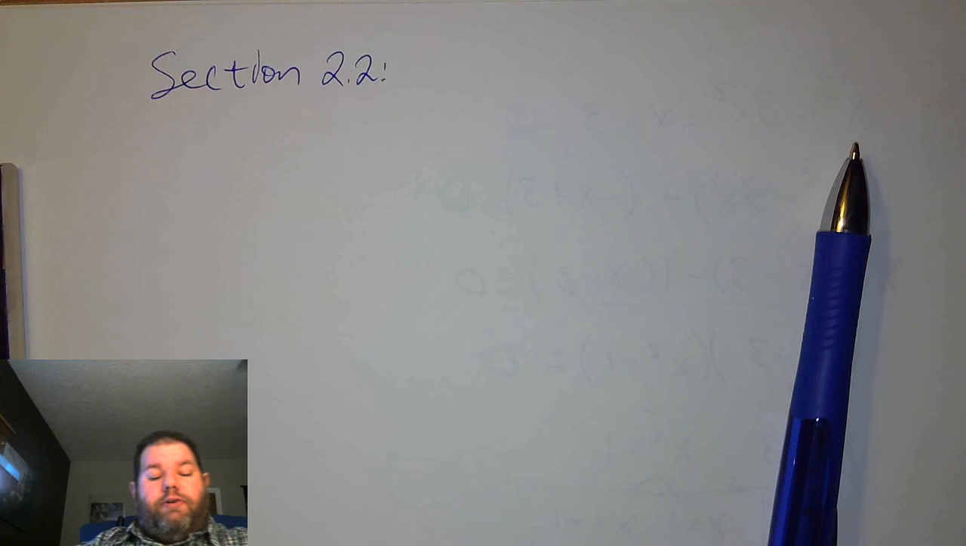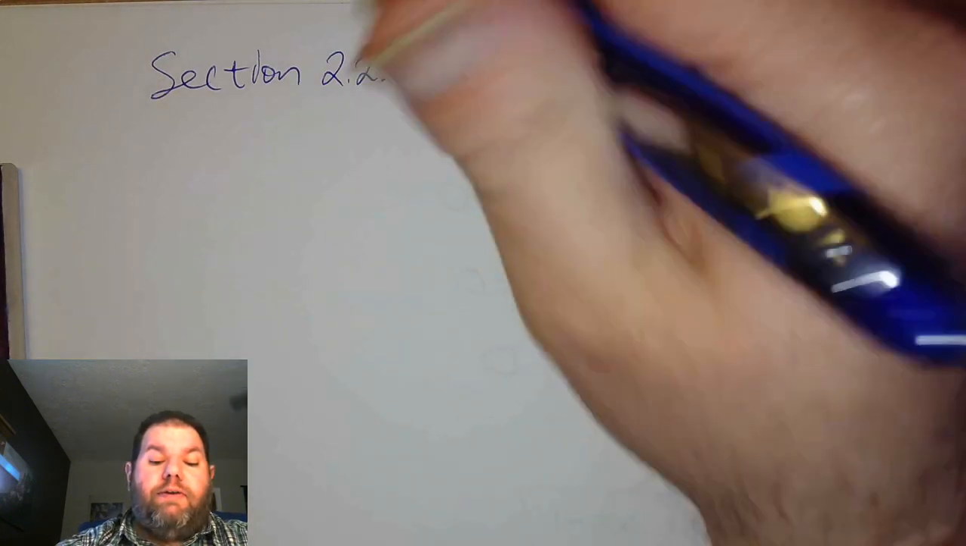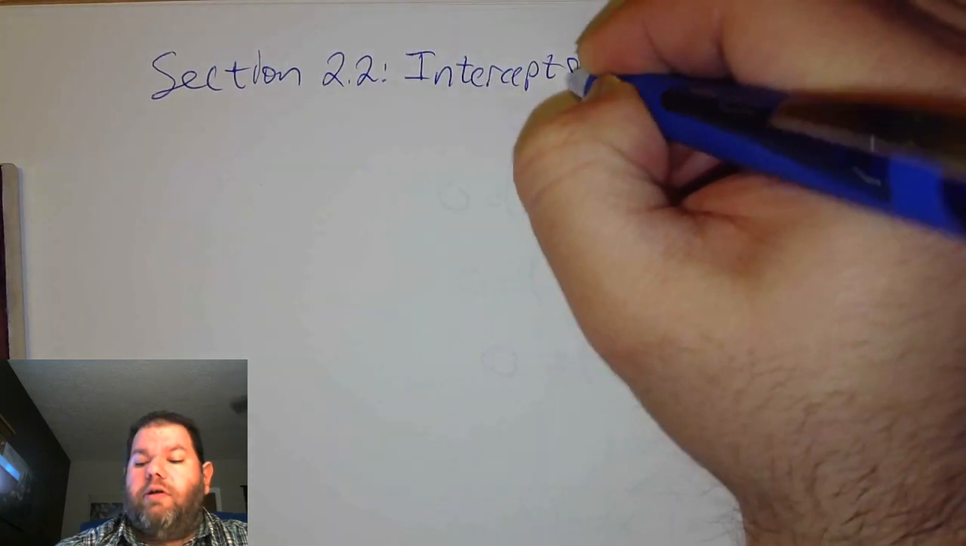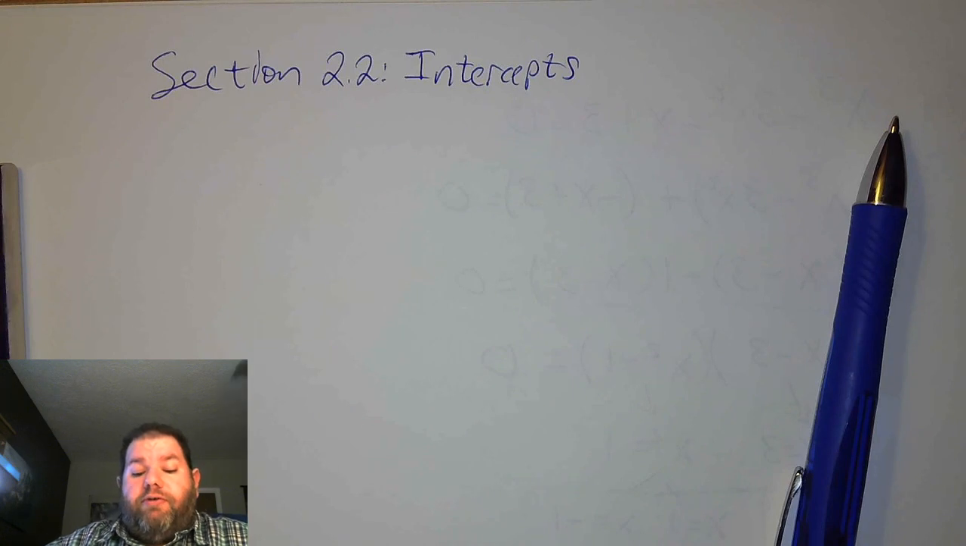Anyway, so 2.2 is next. And this is on intercepts. Now, the title of the section is actually on graphing equations in two variables, intercepts and symmetry. I want us to hold off on the graphing until we get to chapter 3, where we do it in a lot more detail. So we'll just worry about it a little bit more later.